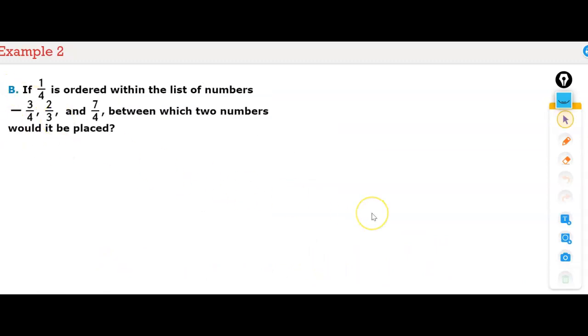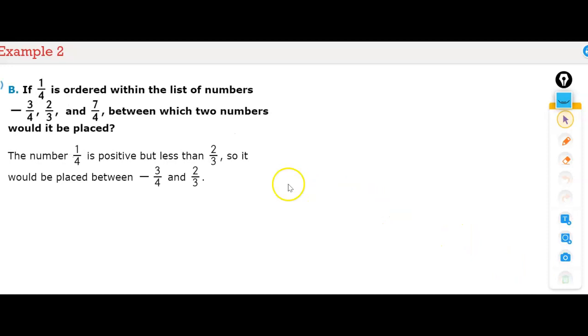Part B. If 1/4 is ordered within the list of numbers, negative 3/4, 2/3, and 7/4, between which 2 numbers would it be placed? The number 1/4 is positive, but less than 2/3, so it would be placed between the negative 3/4 and 2/3.